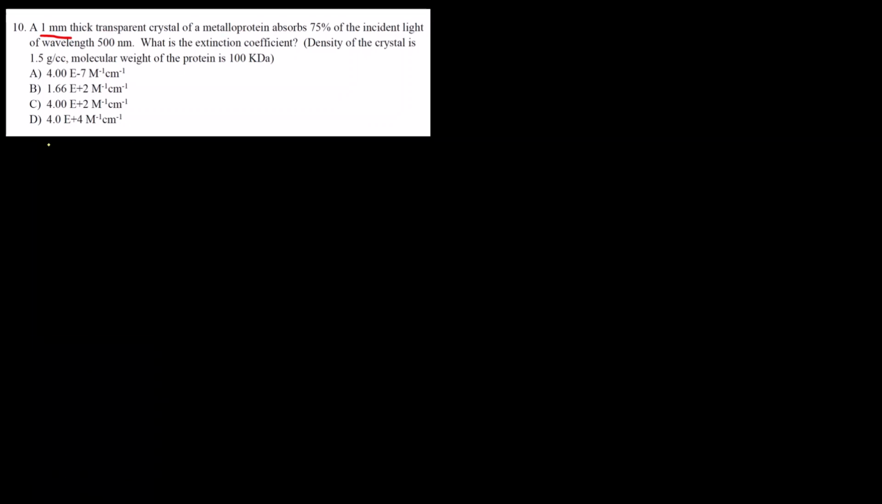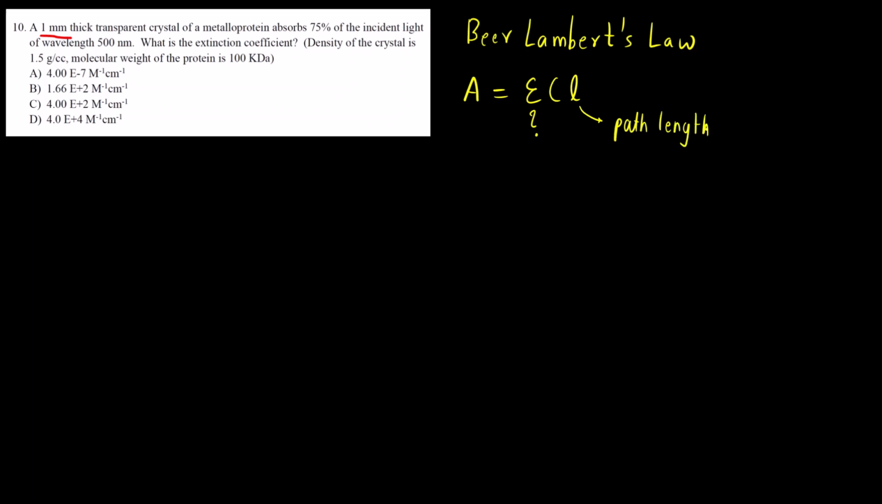Before writing the data, let us first understand the formula for Beer-Lambert's law. What is the formula that we are going to use? Absorbance A is equal to epsilon C l. Epsilon is the molar extinction coefficient, that is what we have to find out. C is the concentration of the unknown solution, L is the path length, and A is the absorbance.